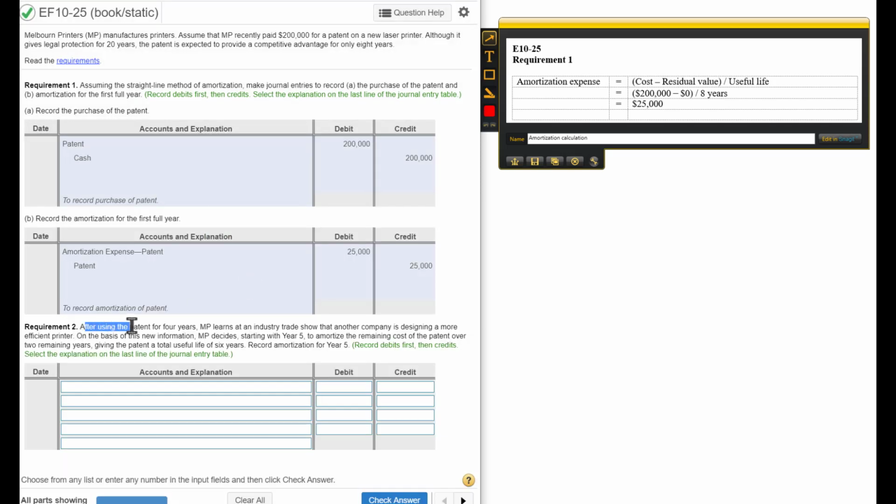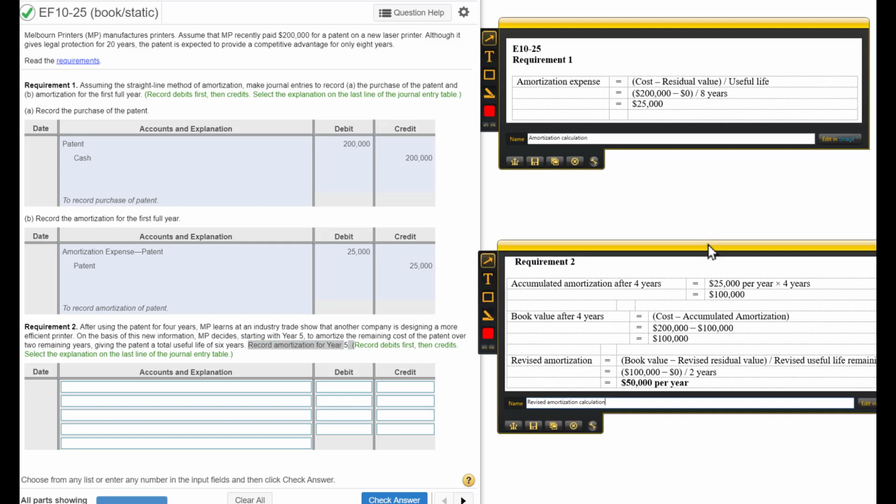Now, requirement 2. After using the patent for 4 years, MP learns at an industry trade show that another company is designing a more efficient printer. Uh-oh, we've got problems. On the basis of this new information, MP decides, starting with year 5, to amortize the remaining cost of the patent over the 2 remaining years, giving the patent a total useful life of 6 years. So we thought the thing was going to last 8 years, but it's only going to last 6 years. So starting with year 5, we had to revise our amortization. So right here, we're recording amortization for year 5. So we have a revision in estimates.